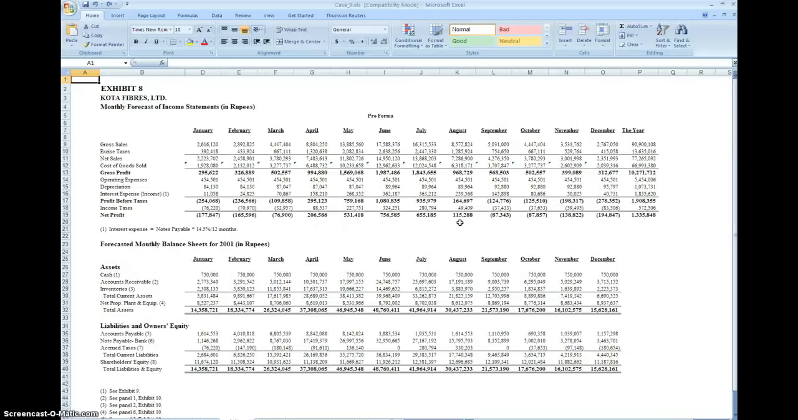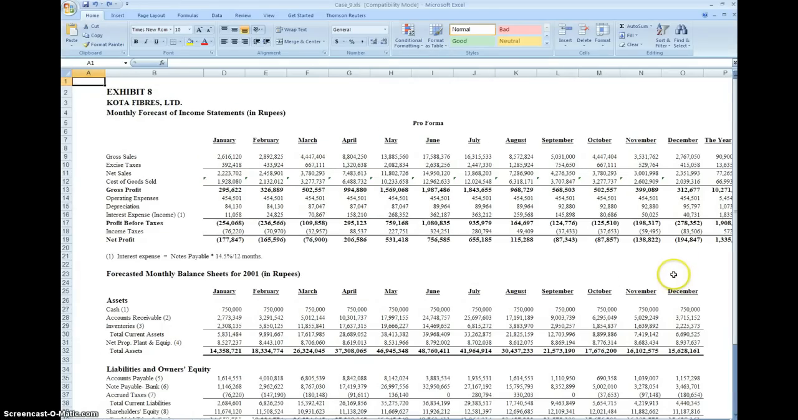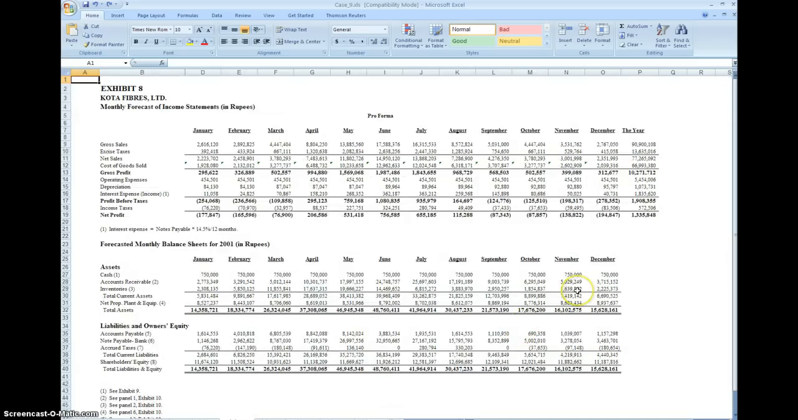Let's look at how we get to some of these numbers. This is the pro forma forecasted income statement. This is done on a monthly basis. We saw the annual 2000 and 2001, and this is showing what's going to happen in 2001 on a monthly basis, and the income statement is going to show what monthly sales are. This again is taken from that Exhibit 1. It's just shown horizontally instead of vertically.